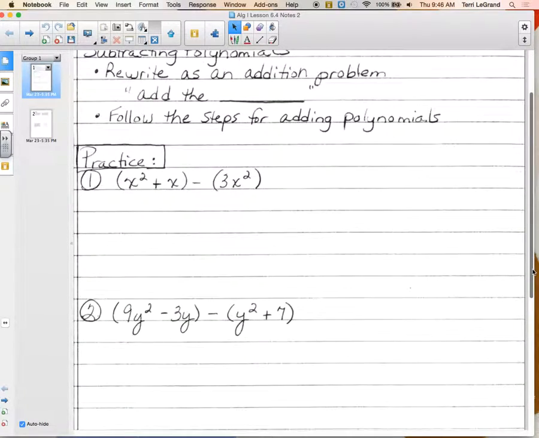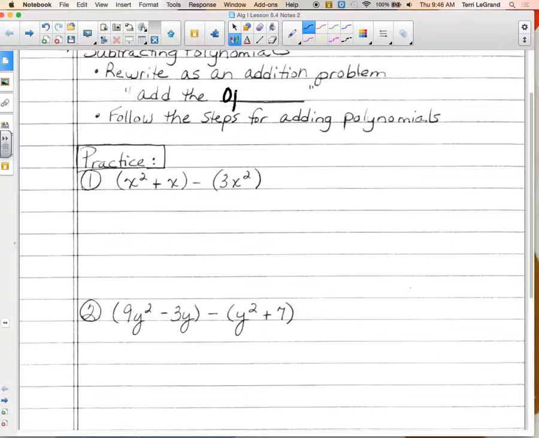Okay. So what we're going to do is rewrite our subtraction problems as addition problems. When you rewrite a subtraction problem as an addition problem, you add the what? Opposite. So we're going to change them to add the opposite. Now, we're going to do that sometimes a couple of different times. First, we may change the subtraction to add the opposite in the polynomials themselves. And then we will go about changing the subtraction of the polynomials to add the opposite.